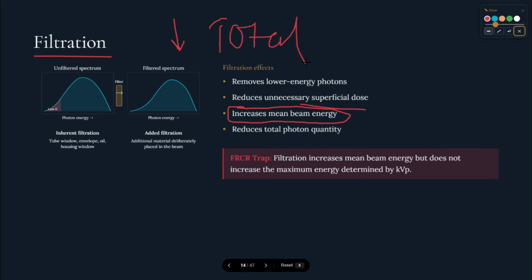The total number of the photons is going to go down. So filtration decreases quantity.